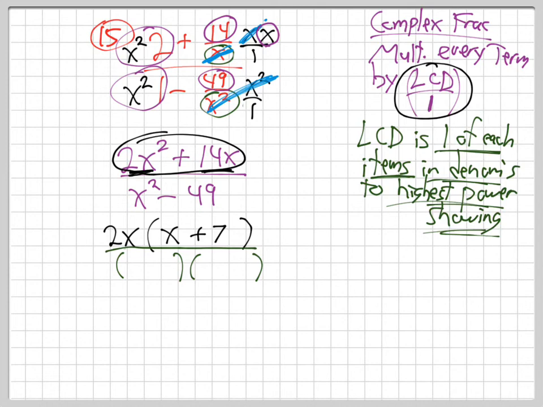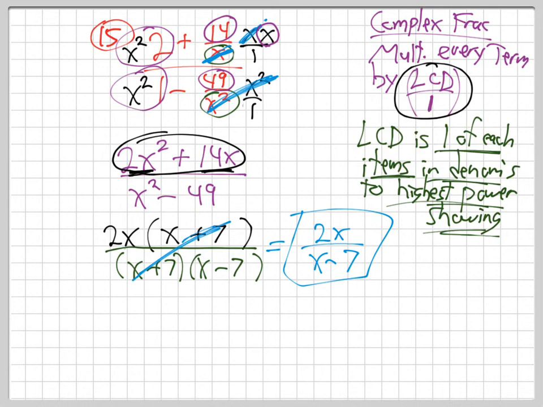All right, so now how do we factor the bottom? It's a difference of squares: x plus 7, x minus 7. I've done a bunch of those, right? And now what can we cancel? These guys. What are we left with? 2x over x minus 7. Done.